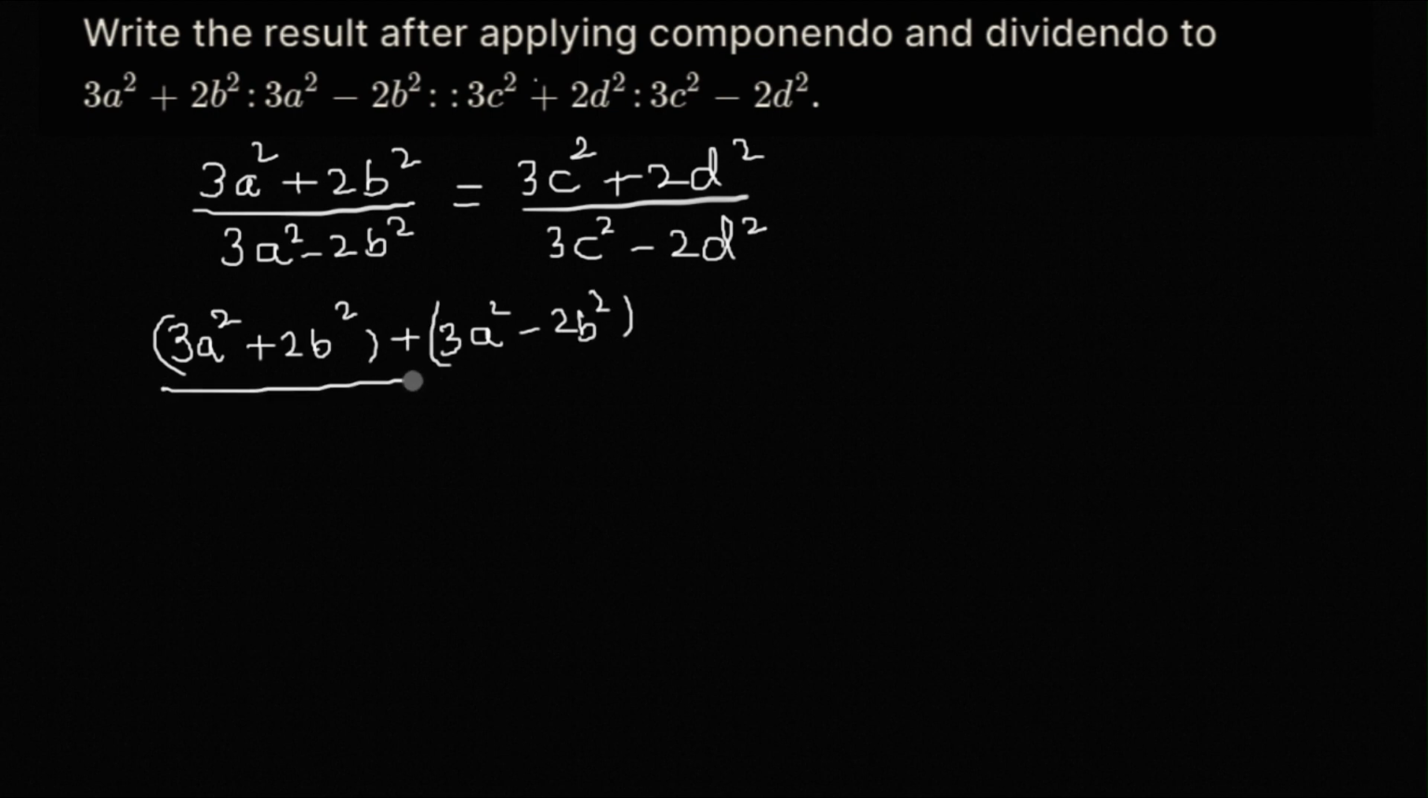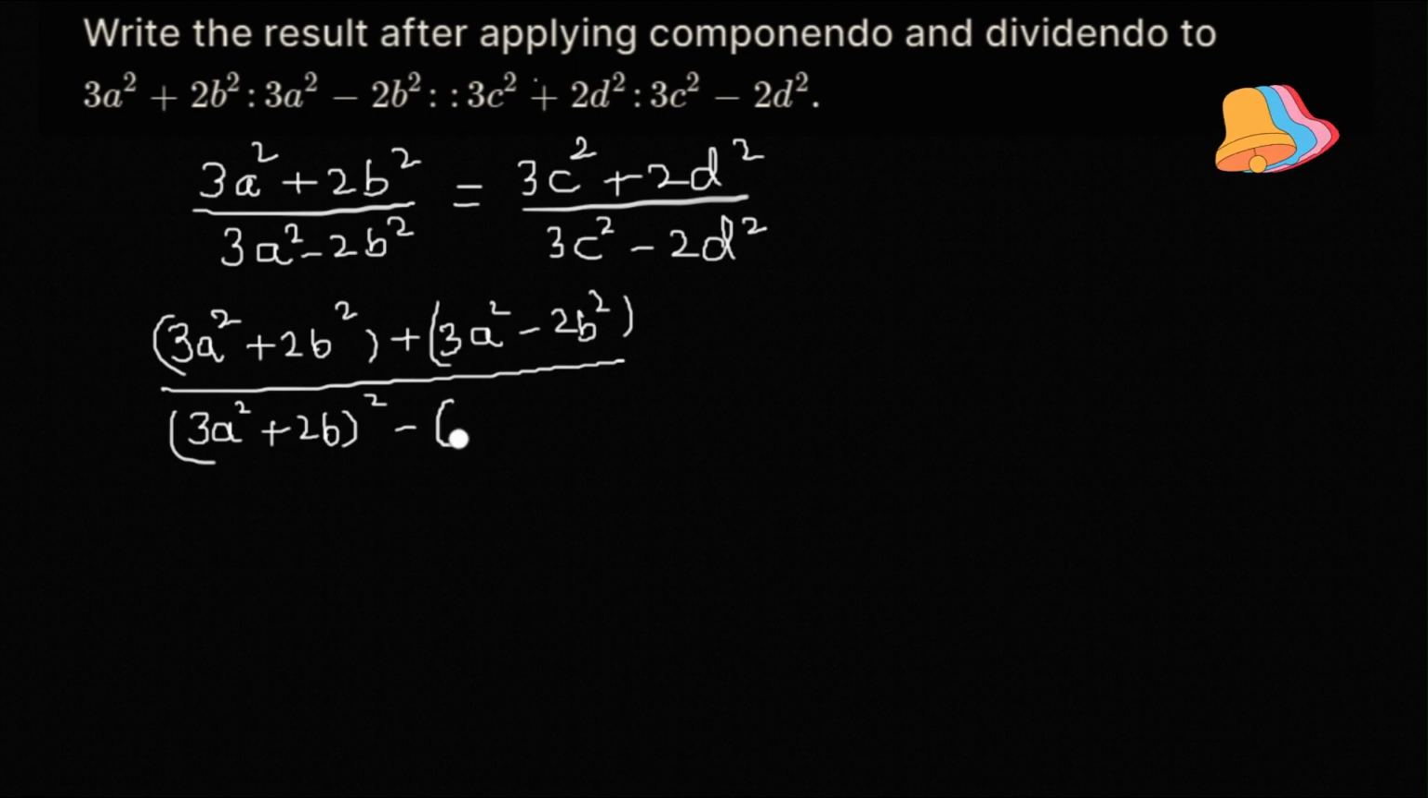Now we need to subtract, so 3a square plus 2b square, we just need to keep the subtraction sign now, 3a square minus 2b square.